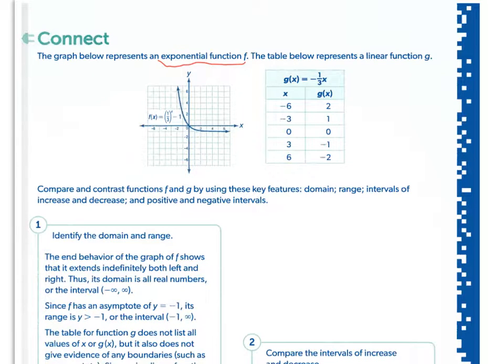Compare and contrast the functions f and g by using key features: domain, range, intervals of increase and decrease, and positive and negative intervals. Sweet. It might help us to have a graph here of g of x. So if you need to, we can graph that. If you just want to take my word for it, that works too. So here is our graph of negative 1/3 x. It's the blue line there. Looks pretty good.